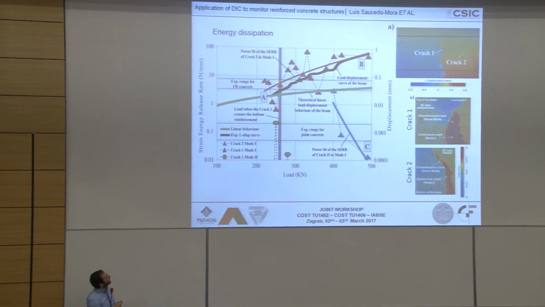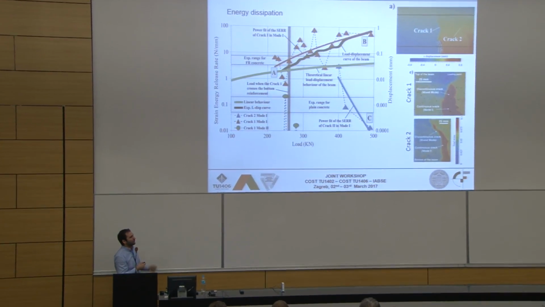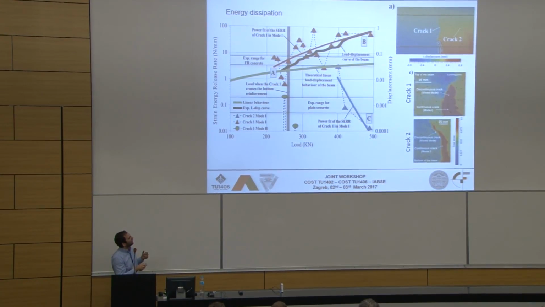And we can measure the energy release in mode 1 and in mode 2 for the crack that we have here in the middle. Then, at the end of the test, there is another crack appearing, here the crack 2, which will start releasing energy as well. And that line is when the crack crosses the reinforcement. So what happens? When the non-linearity starts, the beam started to dissipate energy in mode 1, like this.